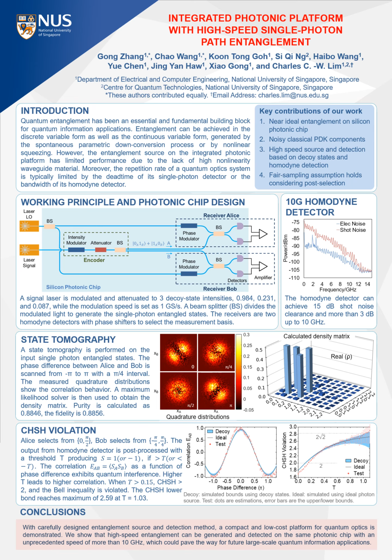The CHSH violation result on the right-hand side clearly proves the non-locality behavior. As you can see, a higher threshold leads to a higher violation. We can see the CHSH violation starting from around 0.15, and then the lower bound of CHSH reaches a maximum of around 2.59 at T equals 1.03.